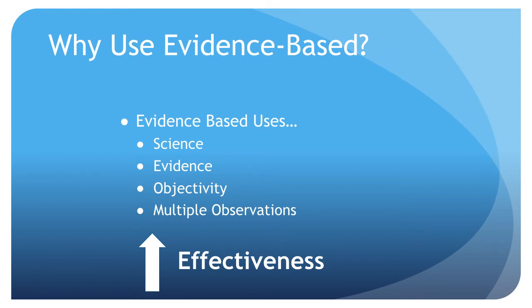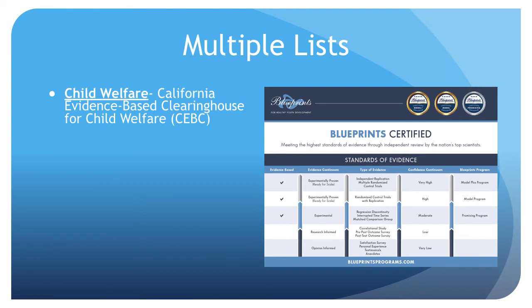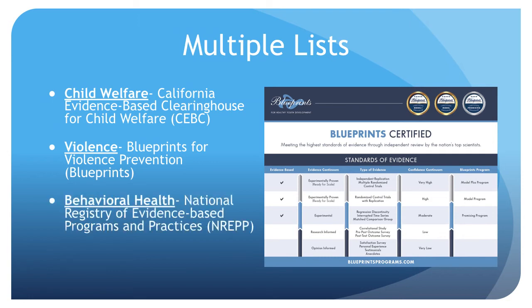Now, it's important to know that there are different evidence-based lists out there depending on what kinds of outcomes we want to focus on. Some examples that I pulled quickly off the internet: the CEBC, which focuses on child welfare issues for youth and adults. The Blueprints for Violence Prevention obviously focuses on violence. And there is the NREPP, which focuses on behavioral health, primarily mental health and substance abuse issues.